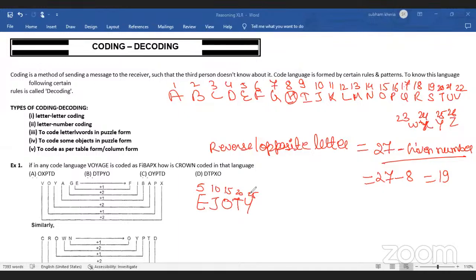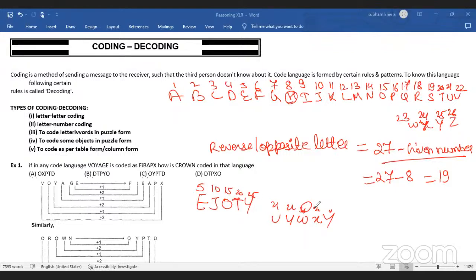Why do we learn this? Let's say I am telling you find the code for W. You know W will come between T and Y. So you write from T: T, then U, V, W, X, Y. So 21, 22, 23, 24, 25. Directly you can say 23. Instead of writing from A to Z, if you know the code HOT, you will just find the numbers between 20 and 25. Is this clear, HOT?